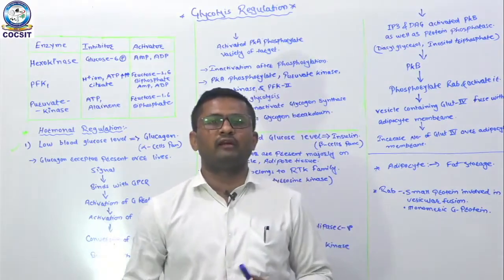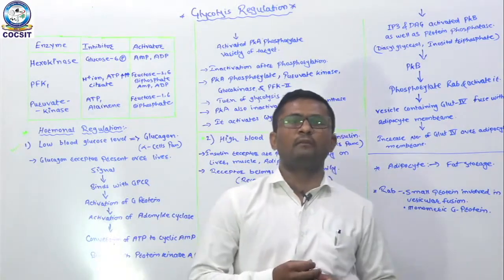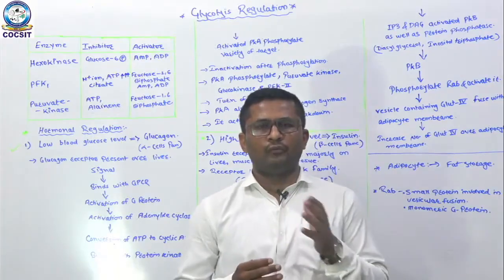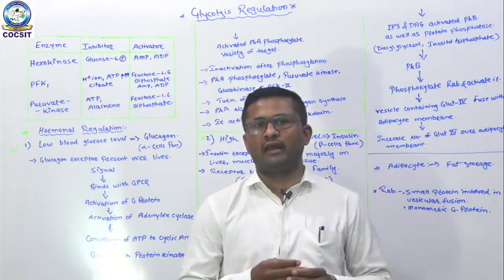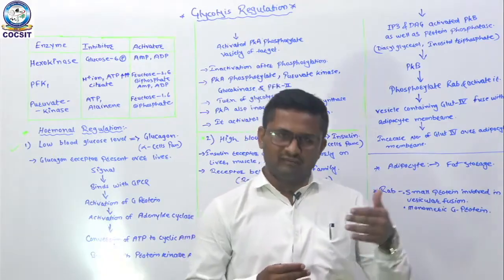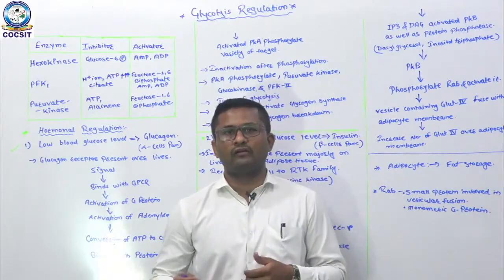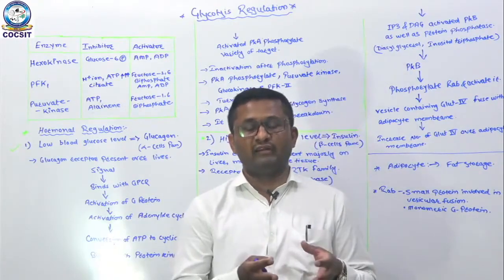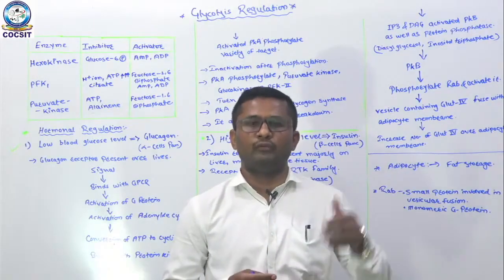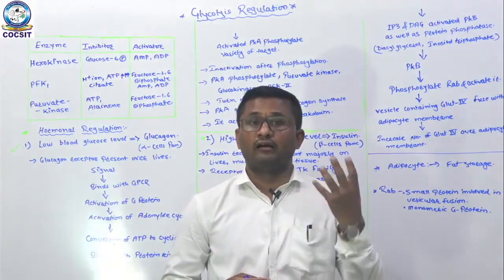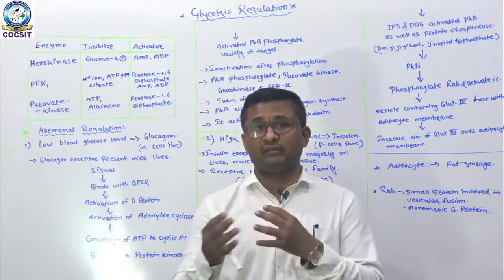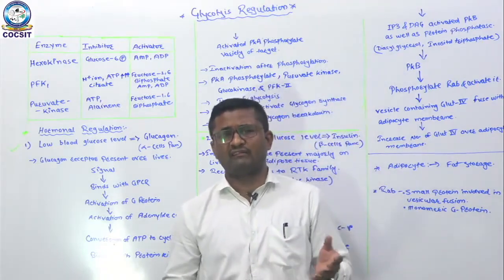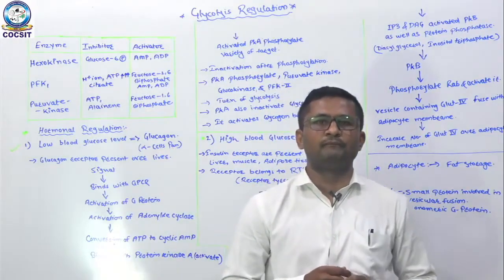Today we are going to study the regulation of glycolysis. When I say regulation, I mean the factors that can affect glycolysis, that is, whether it can be turned off or turned on. In which situations should the cells perform glycolysis, and which factors control the glycolysis process of the cells, whether liver cells, muscle cells, or adipose tissue, whatever it may be?